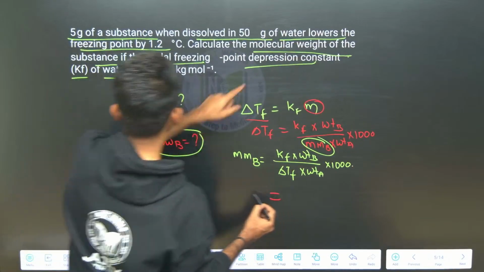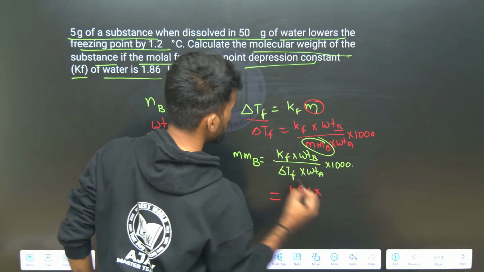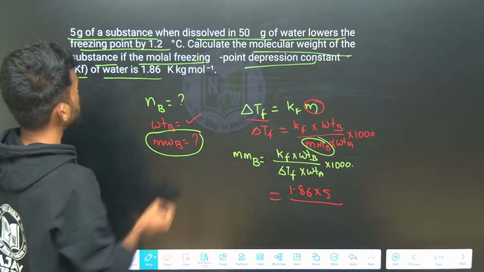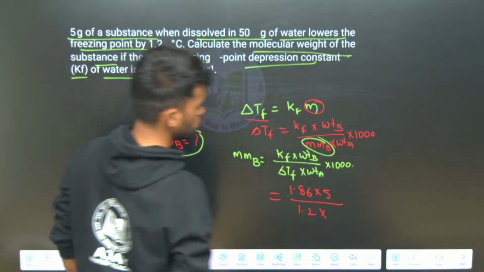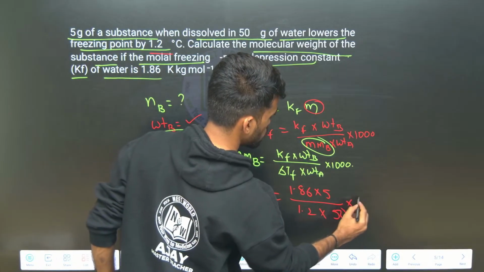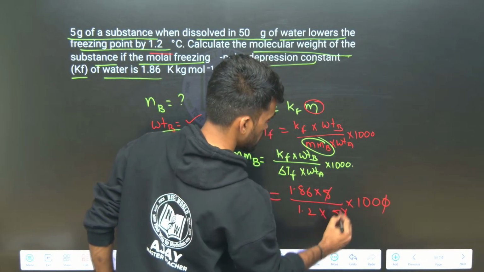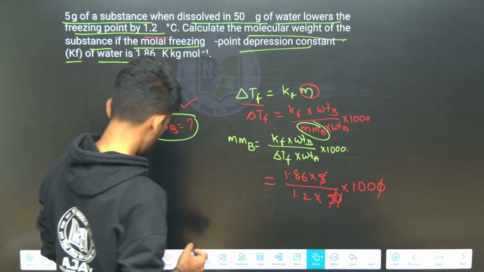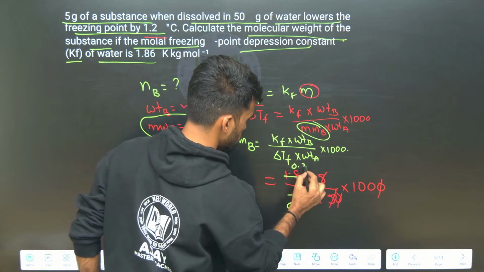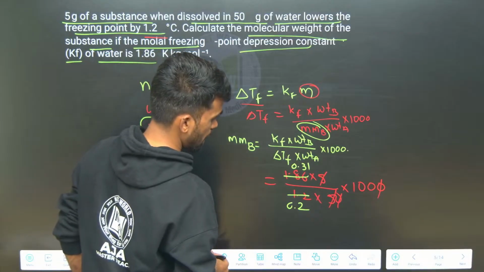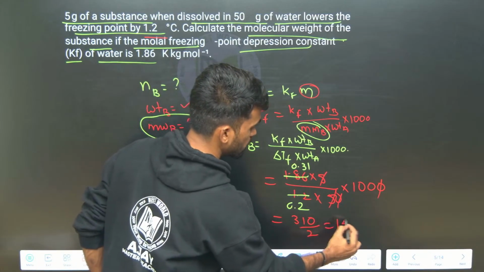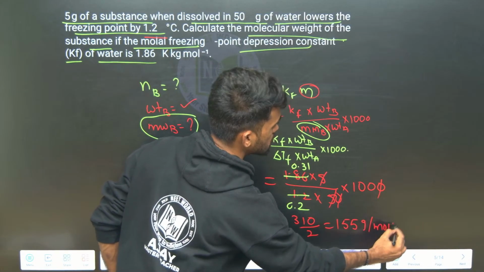Kf is mentioned as 1.86, into the weight of solute, which is 5 grams, and delta Tf is mentioned as 1.2, into the weight of solvent, which is 50 grams. Take 50 here, into 1000. So the zeros cancel. Then what are we left with? Here 6 2s are, this is 0.2 and this will be 0.31. So I can write this as 310 by 2. So this will be 155 gram per mole. This will be the answer for this particular question.